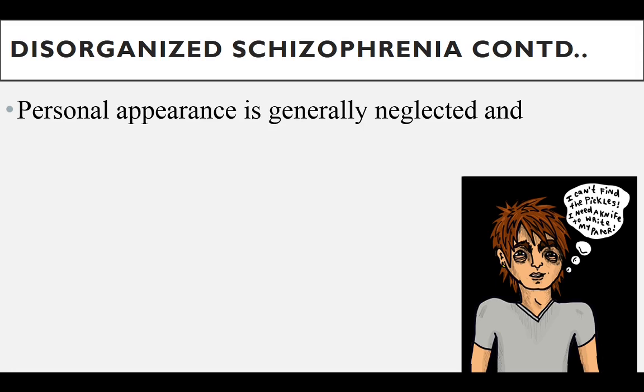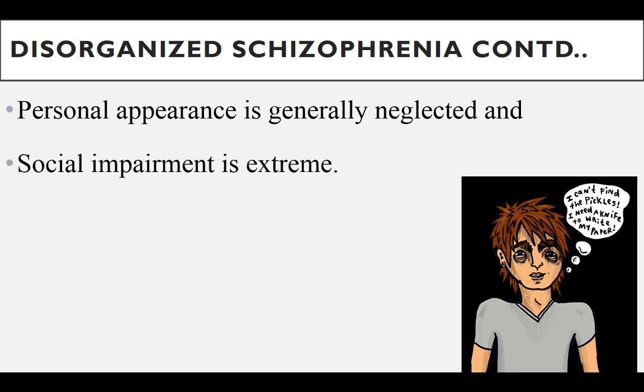Another thing, if you look at their personal appearance, they usually look very unkempt, very unclean, as if they have not taken a bath for years or for weeks and days together. Their social impairment is extreme, very extreme. They have no social skills. When we do things in a group, others may function, but their social function is very impaired.